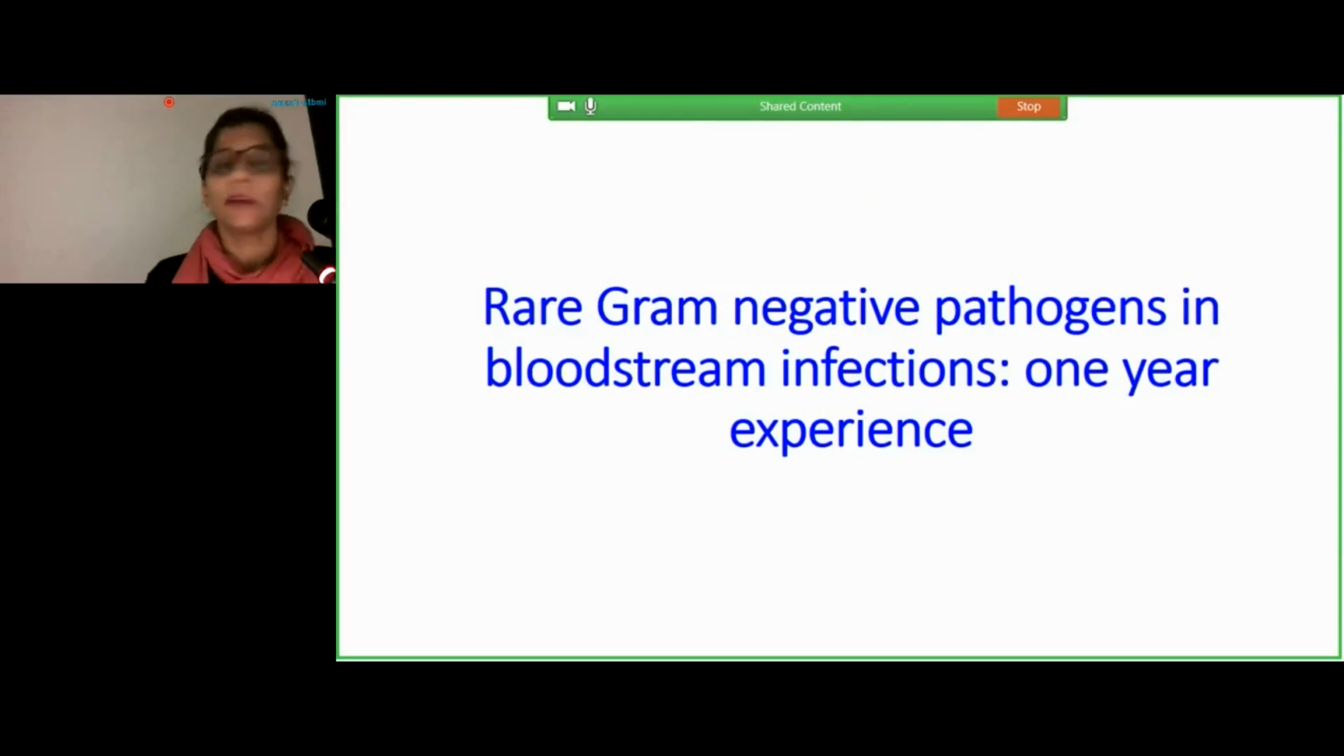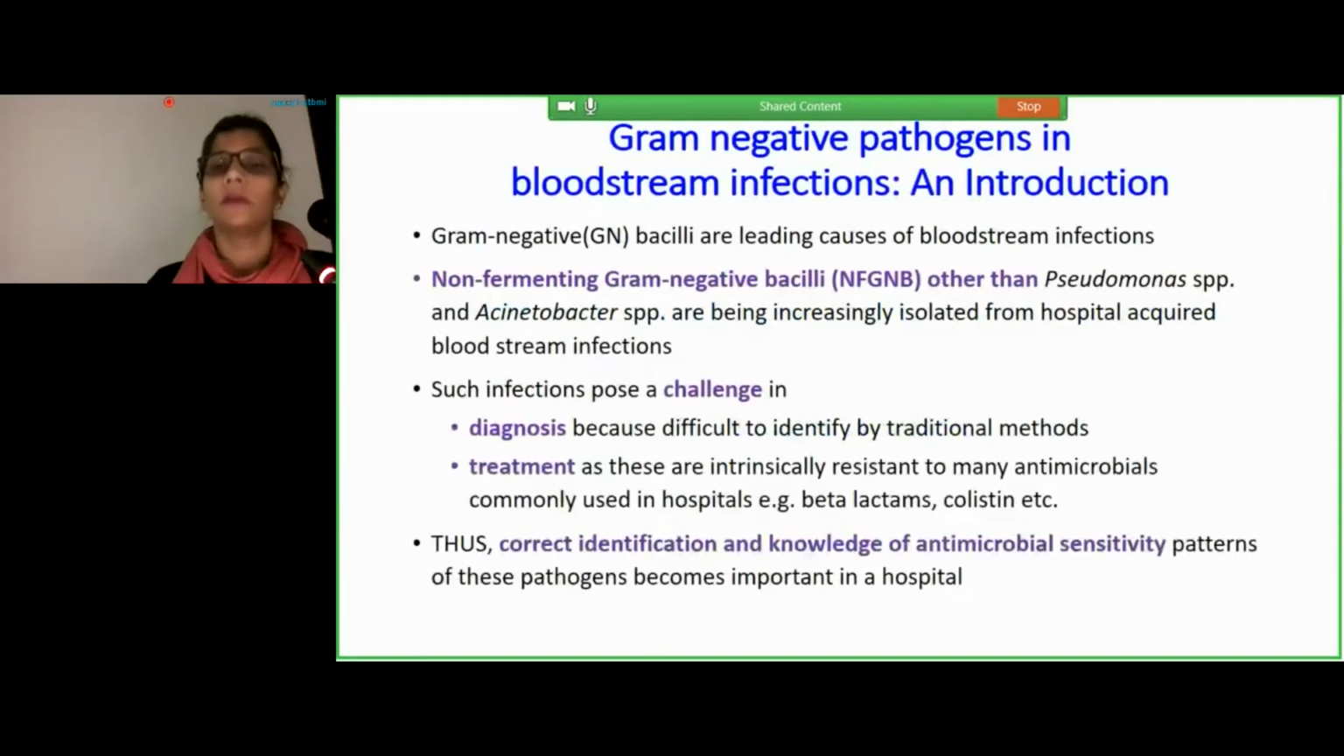So we all know that gram-negative bacteria are now becoming leading causes of bloodstream infection. When we identify these gram-negative bacteria, we classify them on the basis of fermentation of a particular sugar called lactose. There are gram-negative bacteria which ferment lactose, and others which do not. Lactose fermenting bacilli are E. coli and Klebsiella, which you have all heard of, and there are non-fermenting bacteria like Pseudomonas and Acinetobacter. These are important pathogens. Then there are certain other bacteria which are still non-fermenting, but are other than Pseudomonas and Acinetobacter species.